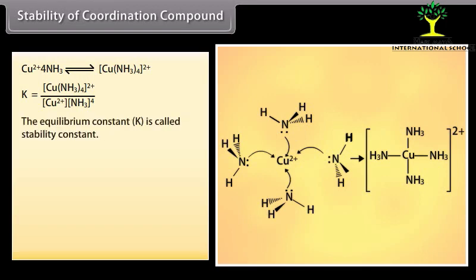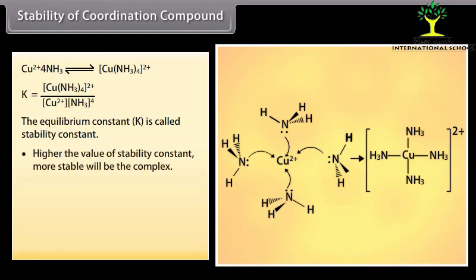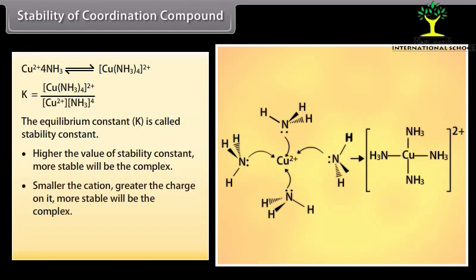The equilibrium constant K is called the stability constant. The higher the value of the stability constant, the more stable the complex. The smaller the cation and the greater the charge on it, the more stable the complex. The stronger the ligand, the more stable the complex.